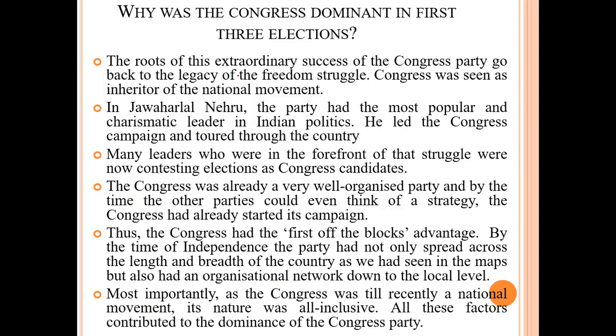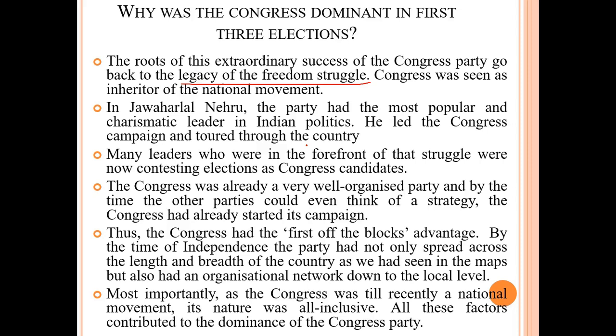So the root of this extraordinary success of Congress Party goes back to the legacy of the freedom struggle. The role played by the freedom fighters who belonged to Indian National Congress, like Mahatma Gandhi, Jawaharlal Nehru, Sardar Vallabhbhai Patel, and many other leaders of almost the same caliber. In Jawaharlal Nehru, the party had the most popular and charismatic leader in Indian politics, and he dominated the politics for more than 2 decades after the government was formed.